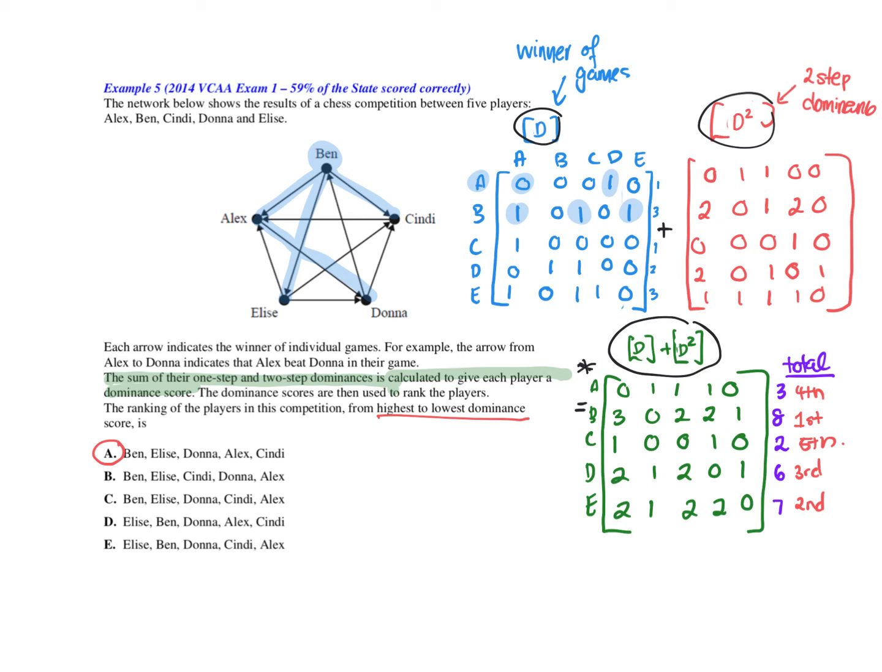So I can tally up their 1 and 2-step dominance. All I've done is added across the rows, and we can see that we get B with 8 points. So they're the most dominant. They said to rank the players from highest to lowest dominance score. So B had the highest, so we wanted to see B first. Then Elise had the second, so she's in second, and so on, and that's how I found the answer.